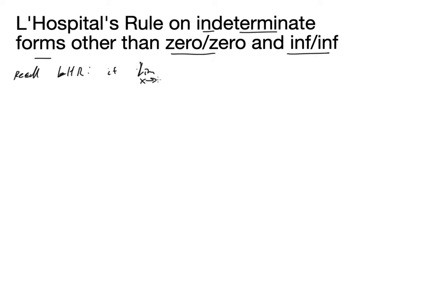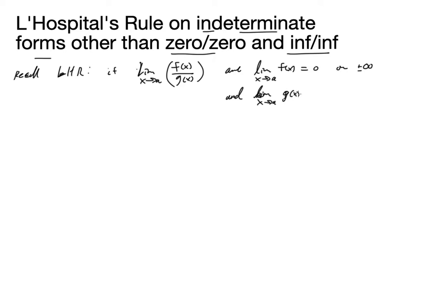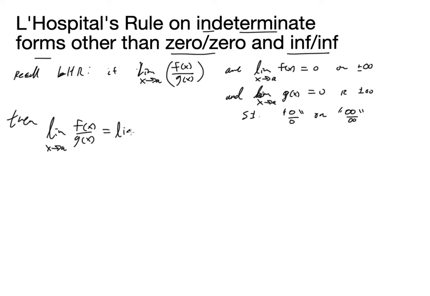the limit as x goes to some point a of a function f of x over g of x, if you have a ratio of two functions, and the limit as x goes to a of f of x is equal to 0 or plus or minus infinity, and we have the limit as x goes to a of g of x is equal to 0 or plus or minus infinity, such that you have a 0 over 0 type situation or an infinity over infinity type situation, then your limit of f of x over g of x, as x goes to a, can be re-expressed as a ratio of the derivatives.